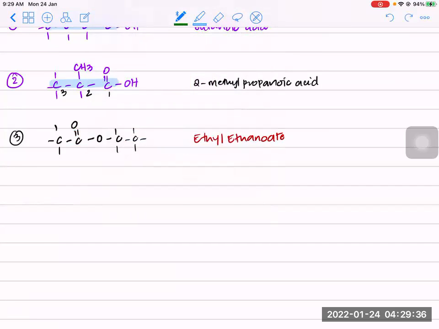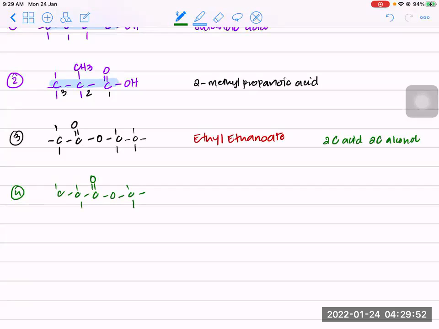Now what can we do? This was a 2 carbon acid and 2 carbon alcohol. Can you make a 3 carbon acid, 1 carbon alcohol? We can do that. So let's see. So 3 carbon acid, 1 carbon alcohol. Can we name this? This will be methyl propanoate.